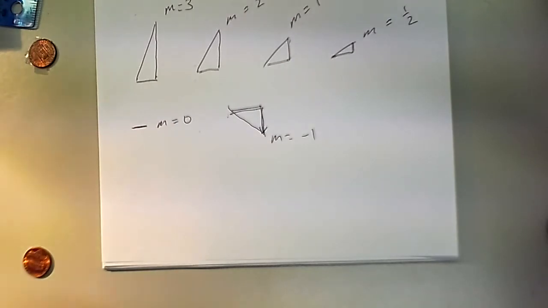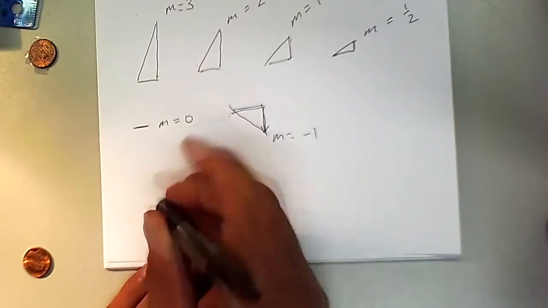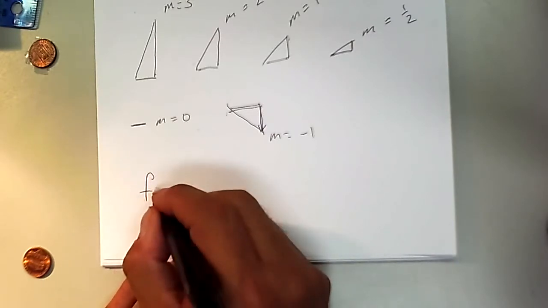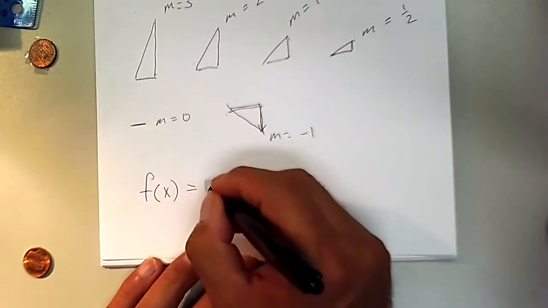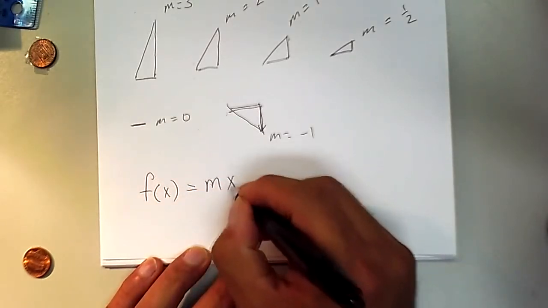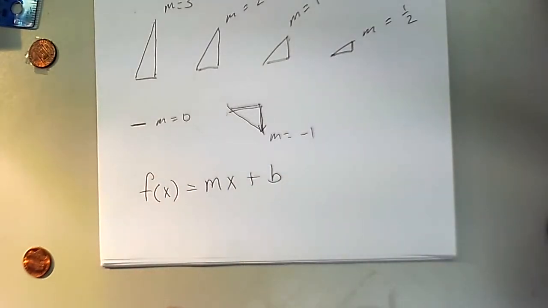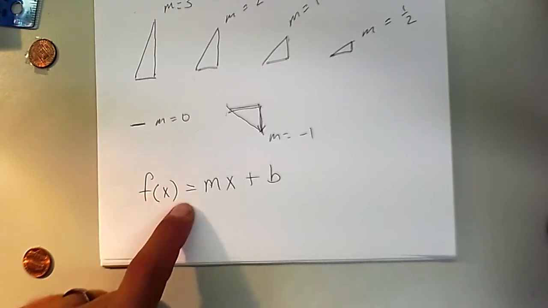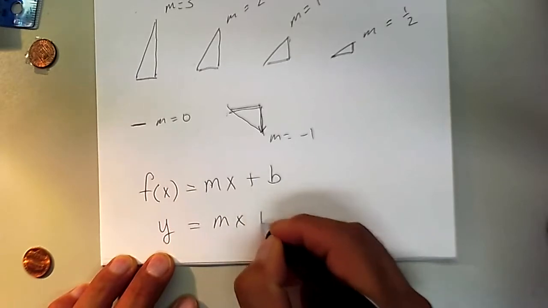All right, so the typical function. There are many ways to write a function, but the one we're going to use a lot is what is called slope-intercept form. f(x) = mx + b will be our slope-intercept form of the equation of the line. This is written as a function. We can also write it as y = mx + b.